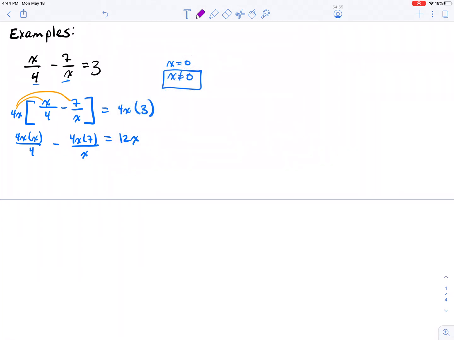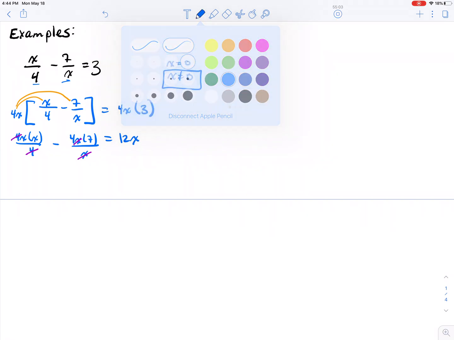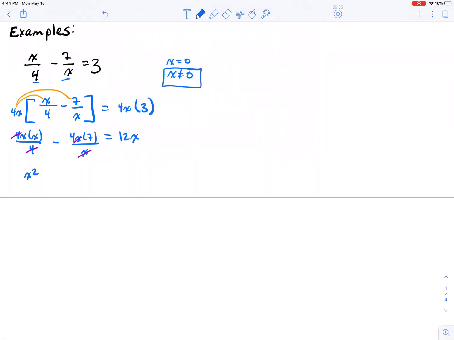Now there's some things that are common. I have a 4 and a 4 in the first expression, and I have an x and an x in the second. So I can rewrite that as x squared minus 28 equals 12x. I'm going to bring my 12x over, change its sign, set the whole thing equal to 0. Now I'm working on step 4, which is solve by isolating the variable on one side of the equation. So I have x squared minus 12x minus 28 equals 0.